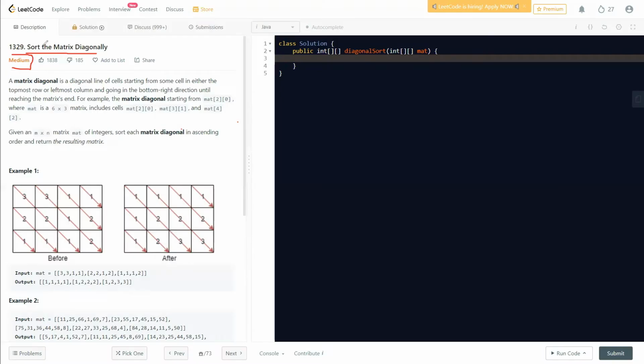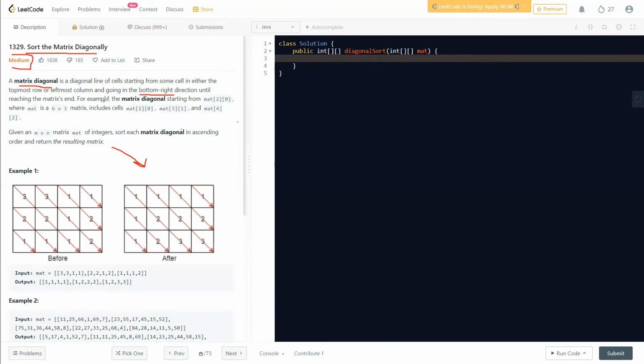So the question tells us that a matrix diagonal is a diagonal line of cells starting from some cell in either the topmost row or the leftmost column and going in the bottom right direction until reaching the matrix end.